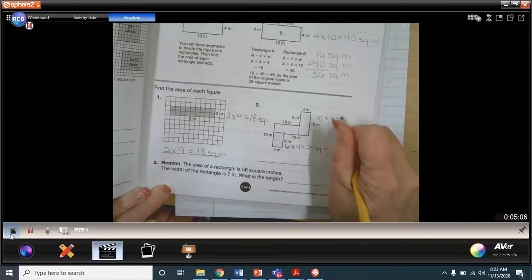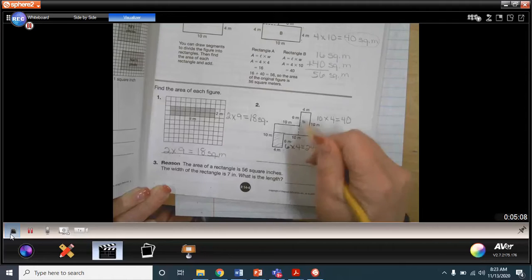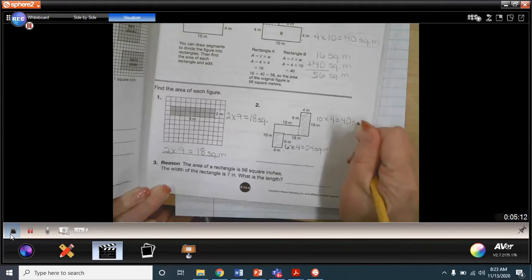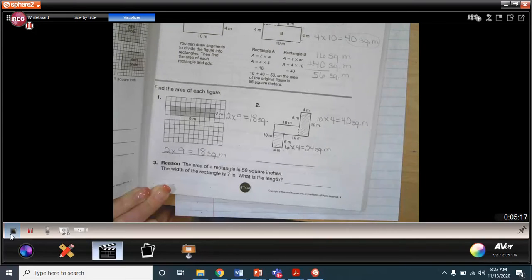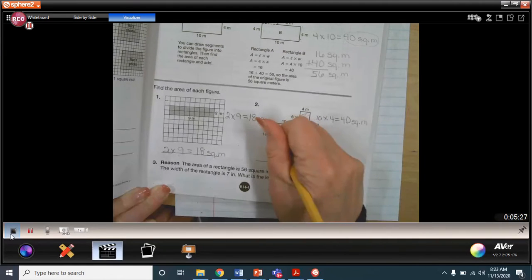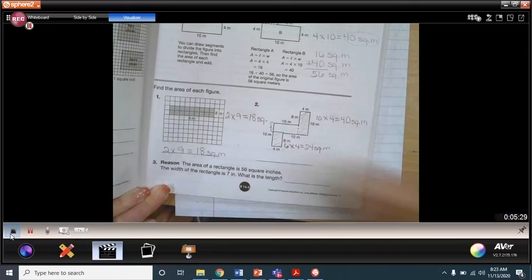And 10 times 4 is 40. And so for this particular part of my rectangle, I am going to have 40 square meters. Now what I just have left is this little partition piece right here. What's tricky about this is I don't know this part right here, but I can figure it out.